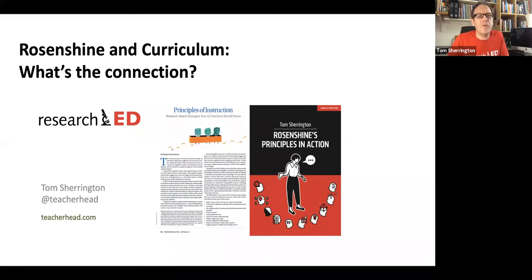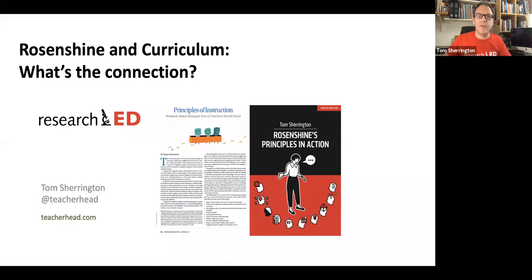So the talk is about Rosenshine and the curriculum. What's the connection? Not everybody will have read Rosenshine's principles, so I think it's worth saying a little bit about the fact that the paper that I'm talking about is this one. There's an image of it there. This is my tatty copy.